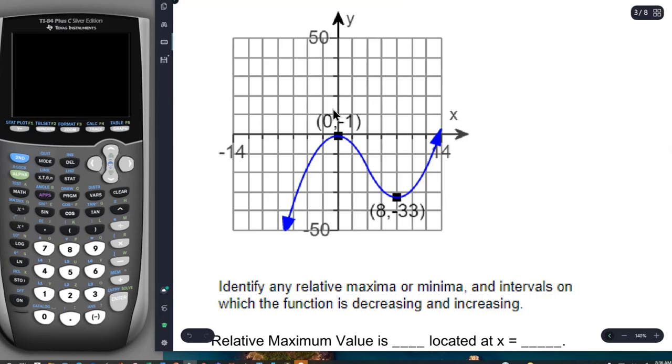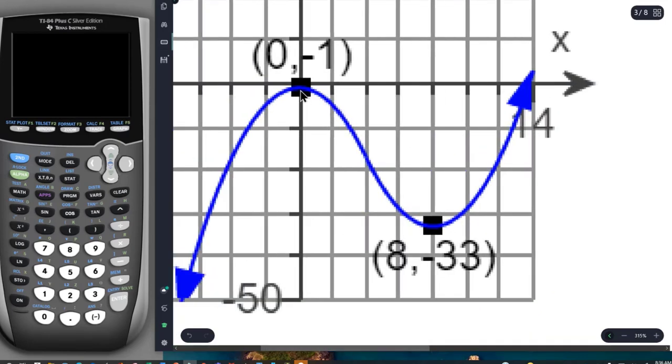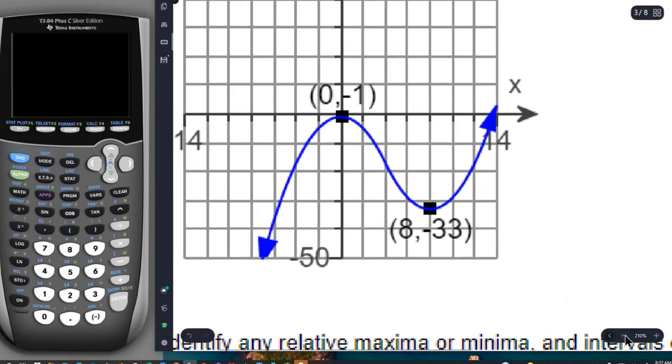It's important to note the very, very strange window that we've got here. This graph goes from negative 14 to positive 14 and negative 50 to positive 50. So even though it looks like the graph goes through the origin, it doesn't. Okay, this point right here is the point 0 comma negative 1. So it's actually below. Let me make this bigger. It's actually below the x-axis. Kind of difficult to figure that out sometimes.